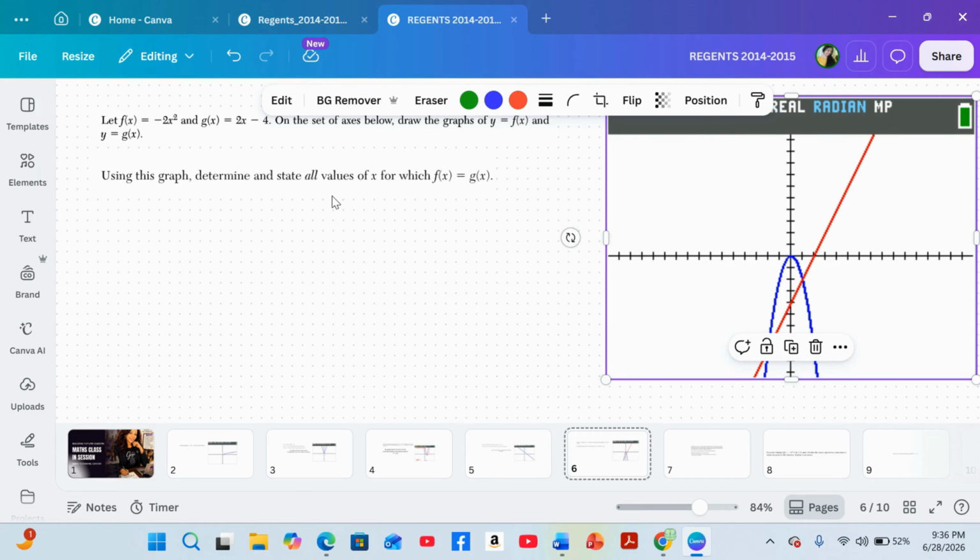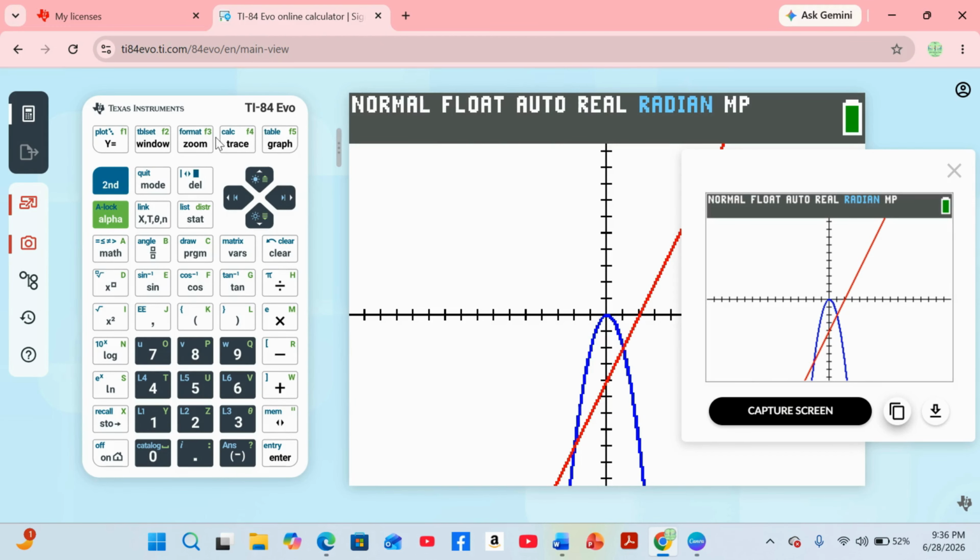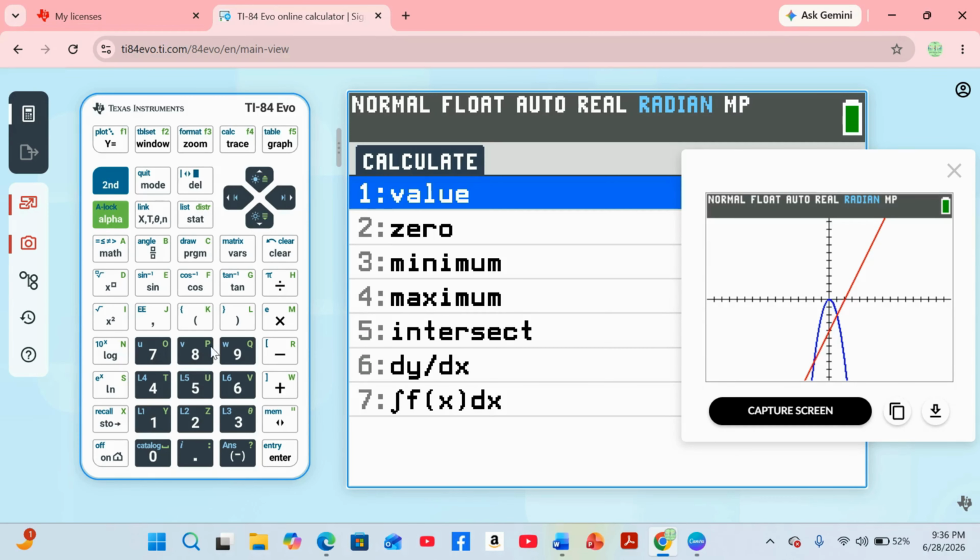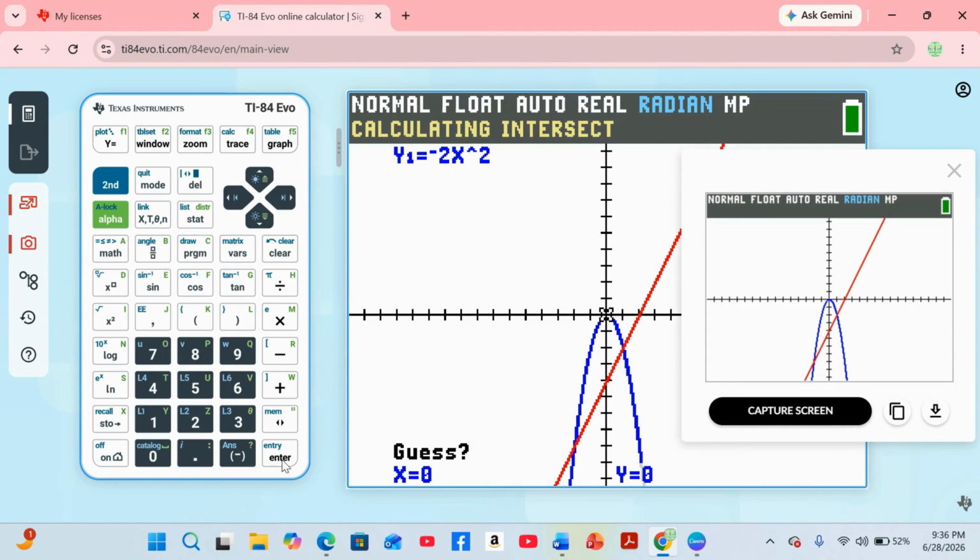Using this graph, determine and state all values of x for which f of x is equal to g of x. So that's the intersection. Or we can do this on the graph. Not second choice. Intersect. So we have 1 and minus 2.